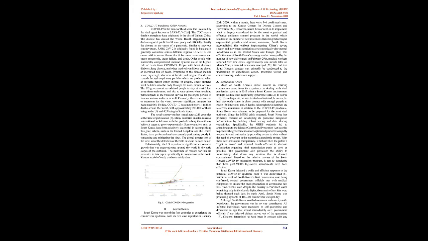To date, COVID-19 has caused over 1.1 million deaths around the world, with approximately 223,000 of those being in the US and 453 being in South Korea. The novel coronavirus has spread across 215 countries at the time of publication. Many countries enacted massive international lockdowns with the goal of curbing the outbreak before it began to grow exponentially. Some countries, such as South Korea, have been relatively successful in accomplishing this goal. Others, such as the United Kingdom and the United States, have performed and are currently performing poorly in containing and mitigating the virus. The global progression of the virus since the detection of the 50th case can be seen below.